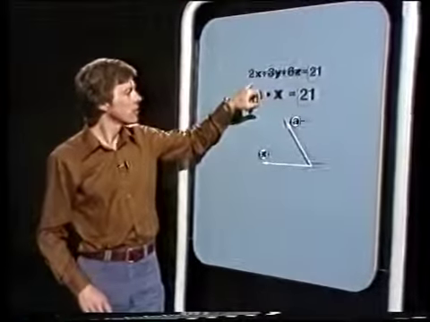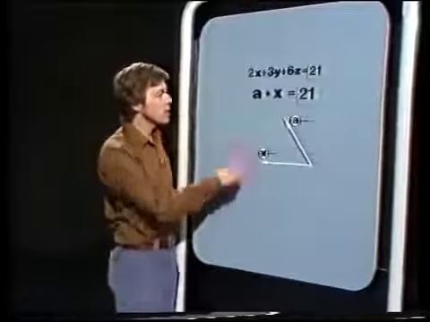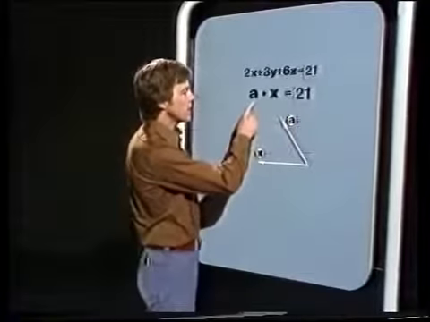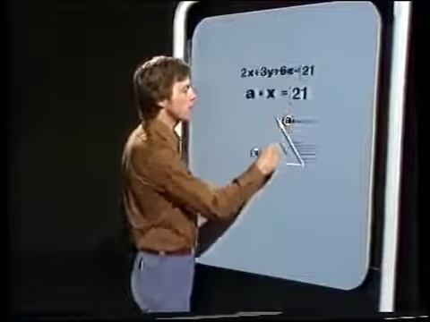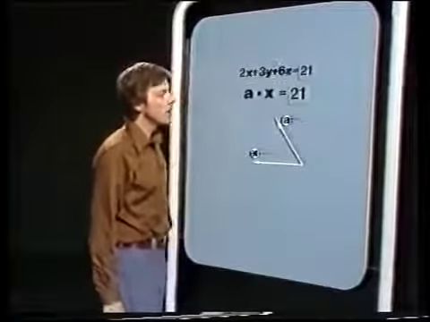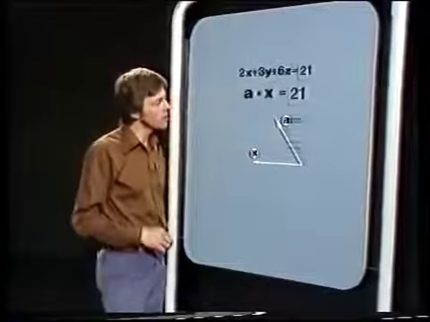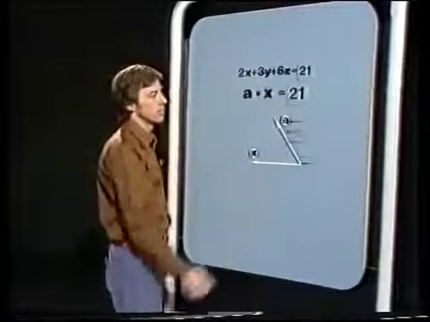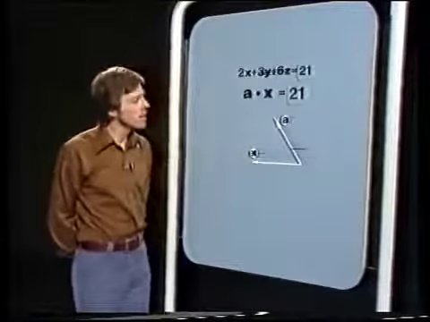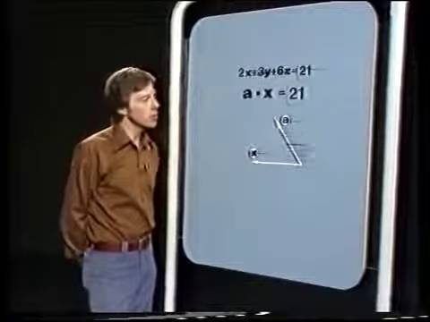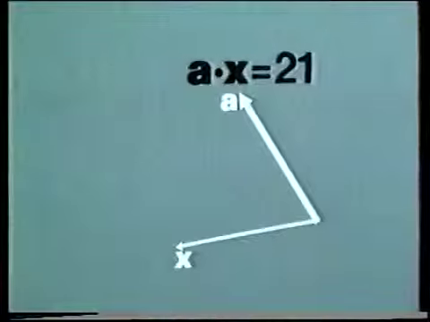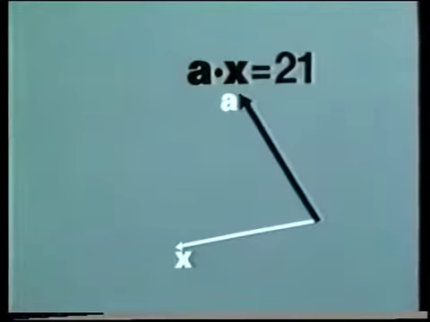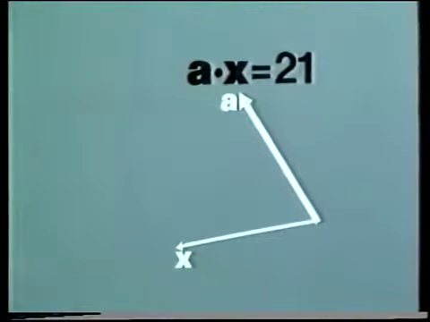This was our original equation. That means that the vector form of the equation takes this form, a dot x equal 21. And what we've got to do is to use our information about the homogeneous case to tackle this one. So let's first of all just remind ourselves of what this dot product really means. Remember that a dot x simply means the length of the vector a multiplied by the length of the projection of x onto a.